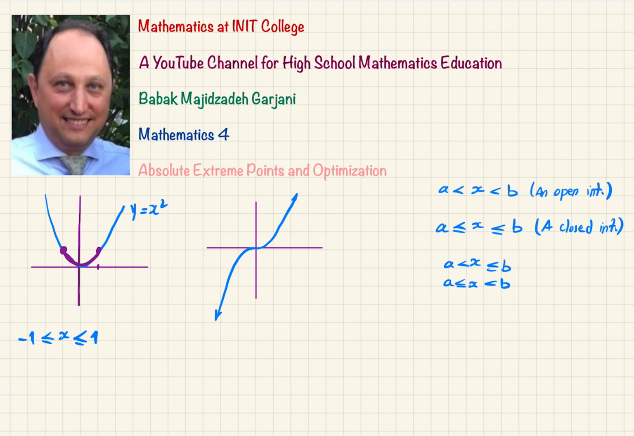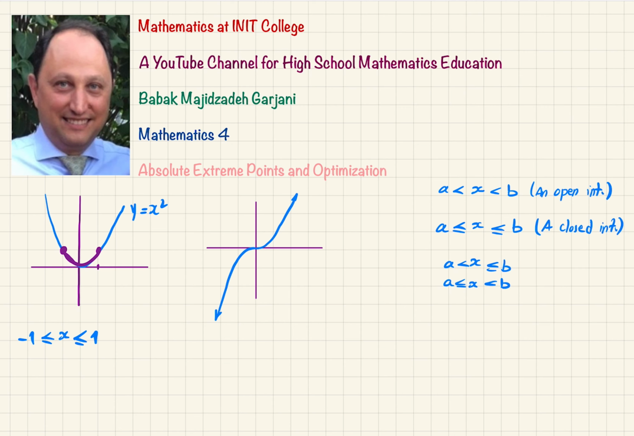The answer is yes, because these 2 points are the highest point on this graph if I limit myself to this interval. Is that clear? So this function didn't have an absolute maximum before, but as soon as I limit myself to a portion of this graph, meaning that I limit myself to a closed interval, then suddenly I can answer this question: what is the absolute maximum of this function? You would say it's equal to 1.